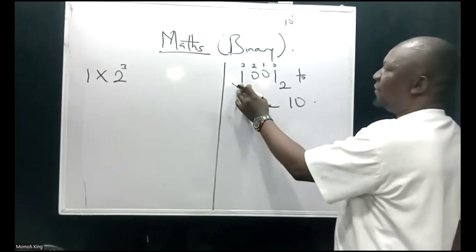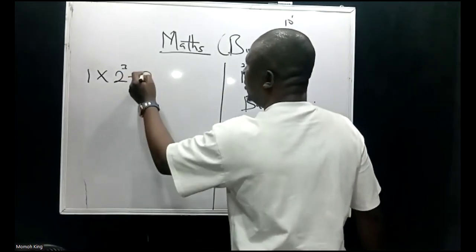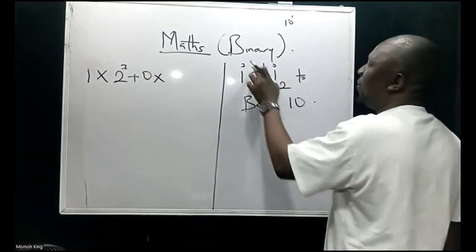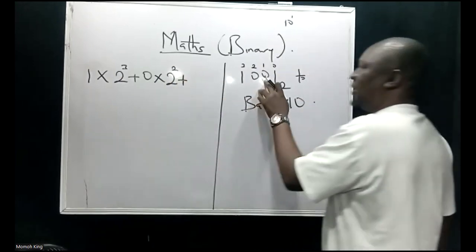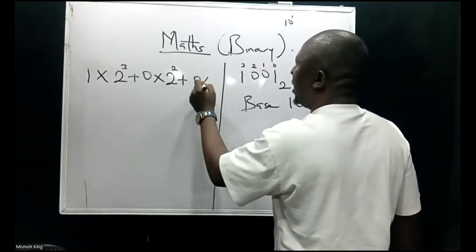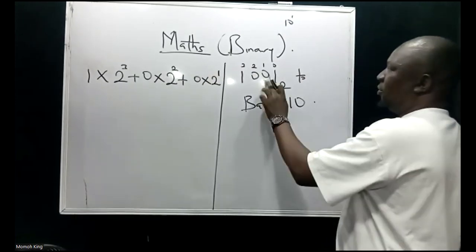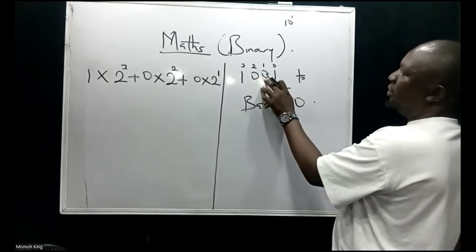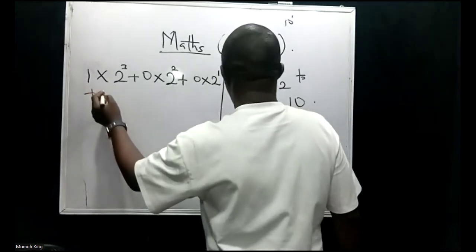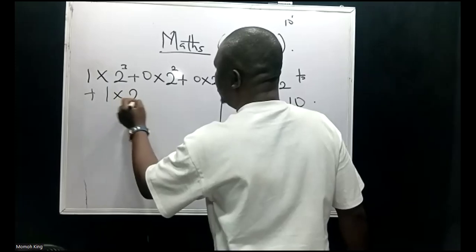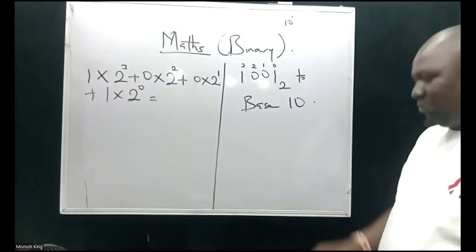Now you proceed: 1 times 2 raised to power 3, plus 0 times 2 raised to power 2, plus another 0 times 2 raised to power 1, because this 0 is carrying 1, plus the final 1 times 2 raised to power 0. Let me explain again for some of us that might have forgotten.